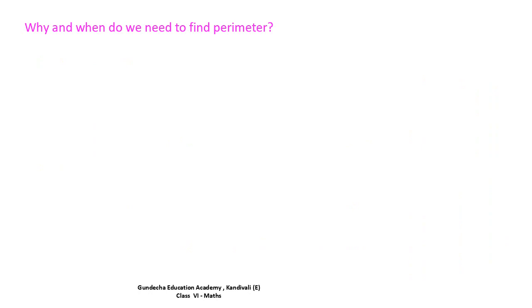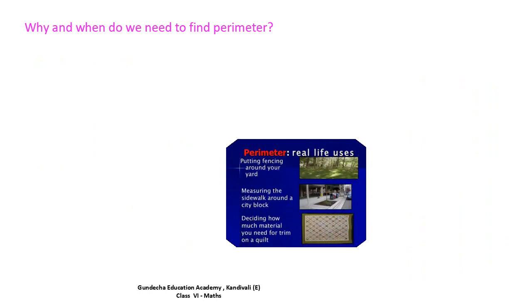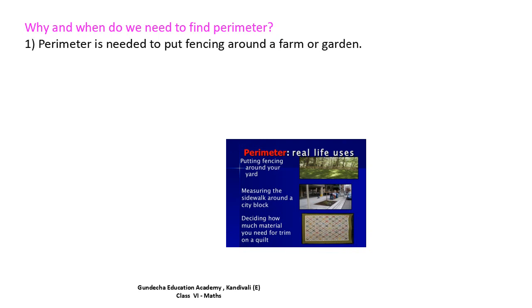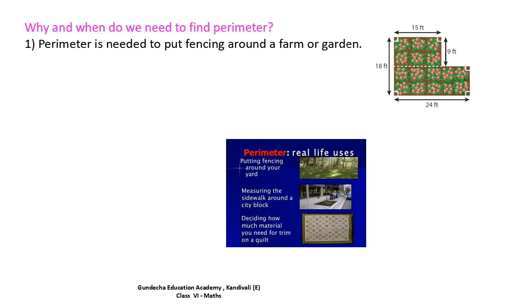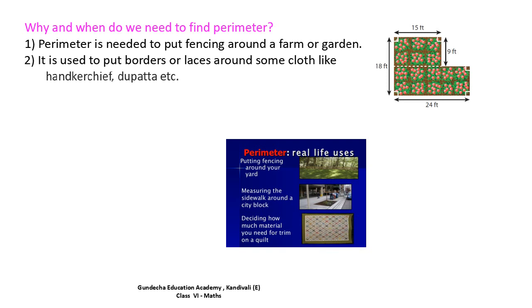You all know the meaning of perimeter, but you all should know why and when we need to find the perimeter. Perimeter is required to put fencing around a farm or garden. It is used to put borders or laces around some cloth like handkerchiefs or dupattas.